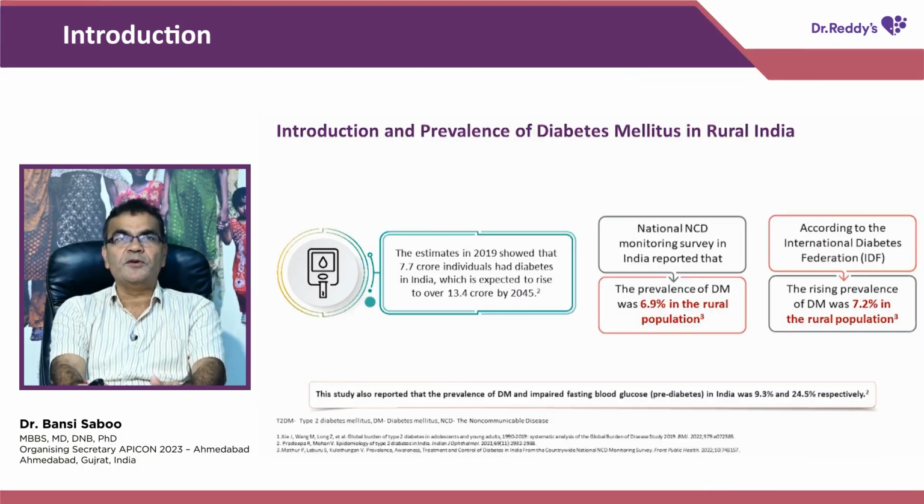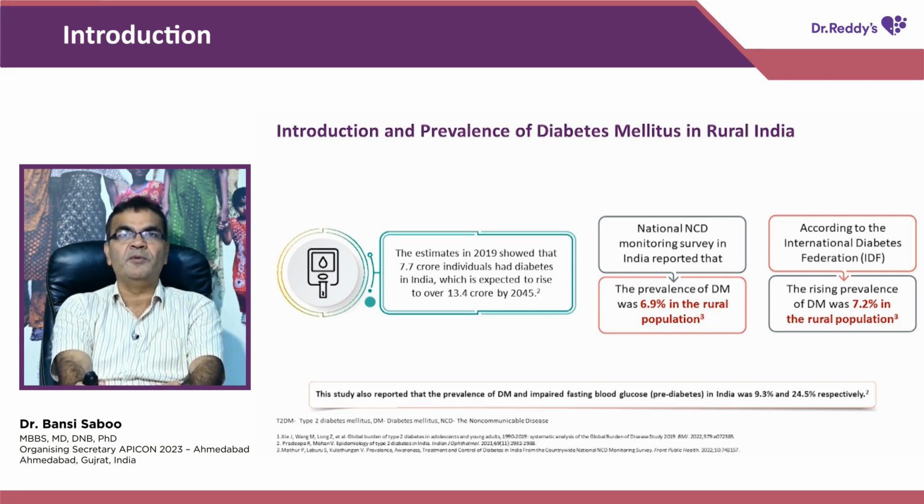Let me start by introducing that in India in 2019, one of the data had shown that we have 7.7 crore individuals with diabetes in our country. But recently, one more paper of 2021 talks of 101 million, which means more than 10 crore people in India already have diabetes, expected to rise to 13.4 crore by 2045.